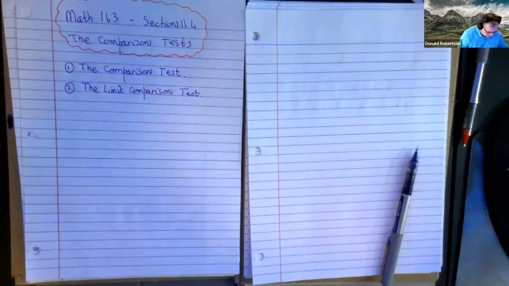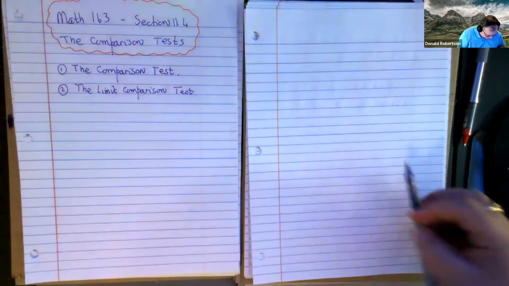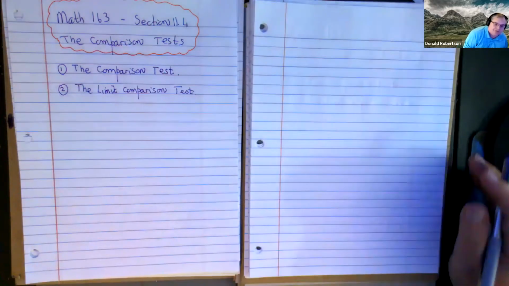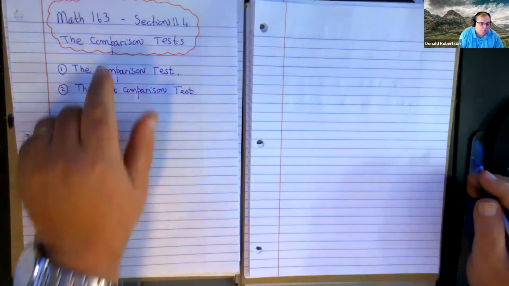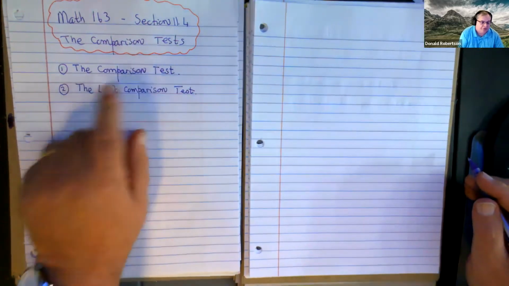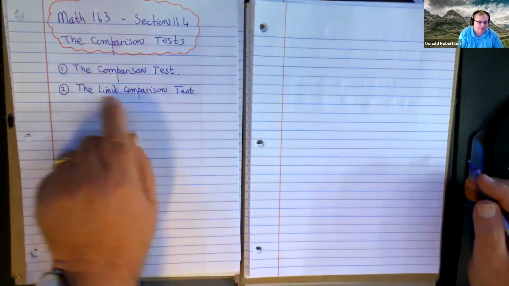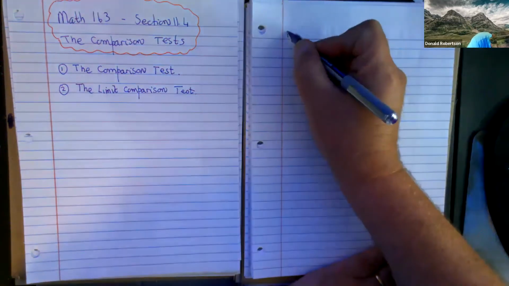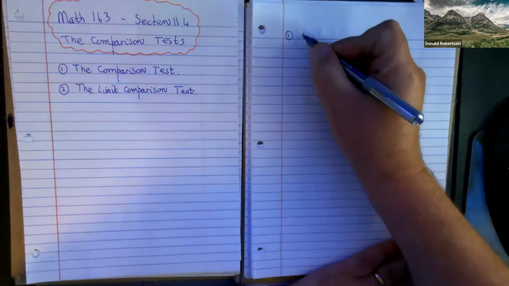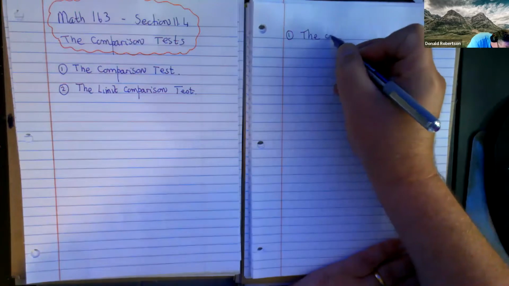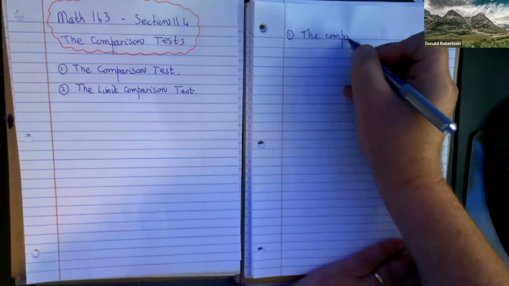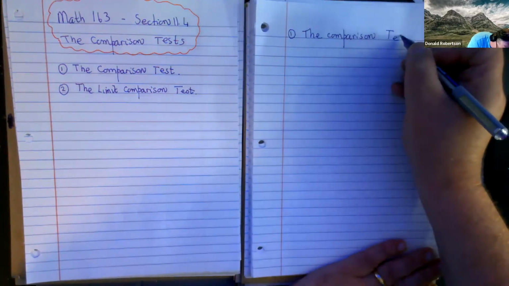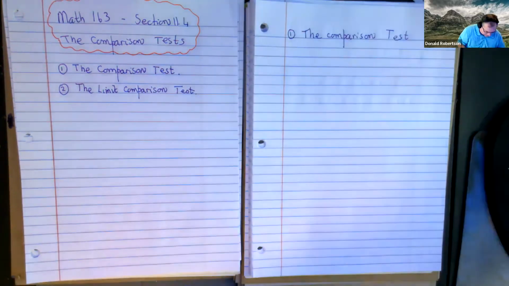There we go. Well, today we're going to look at section 11.4, which is the comparison tests. There's two of them. One of them is called the comparison test, and the second one's called the limit comparison tests. So let's look at the first one. Right, what this says is essentially the following.